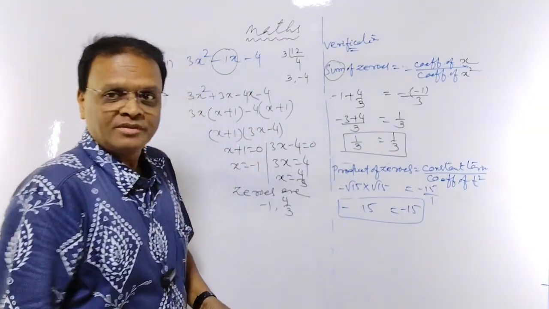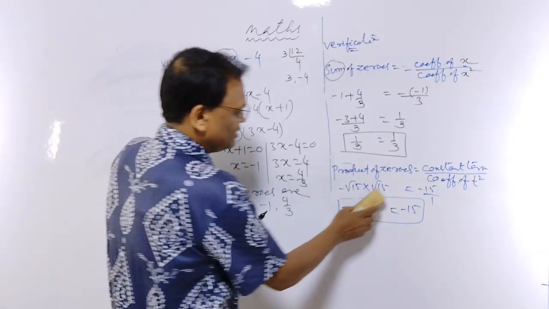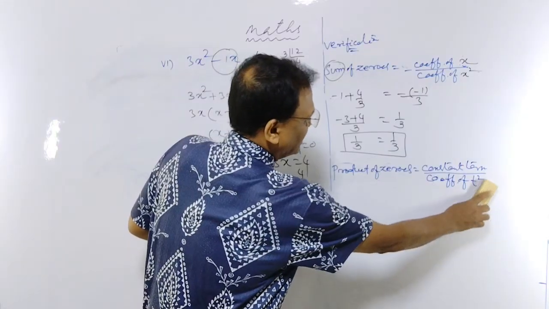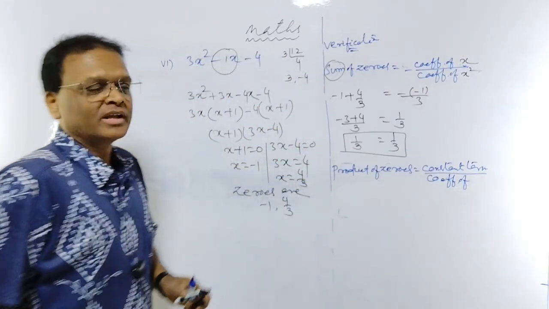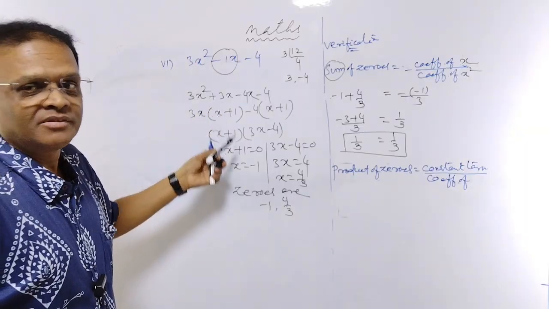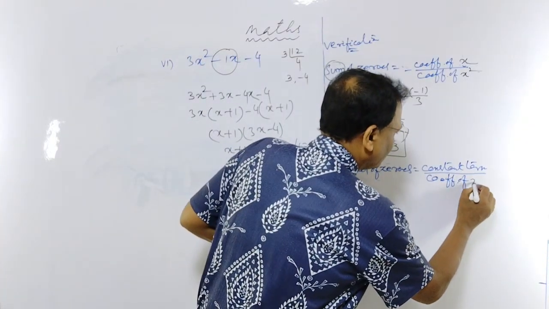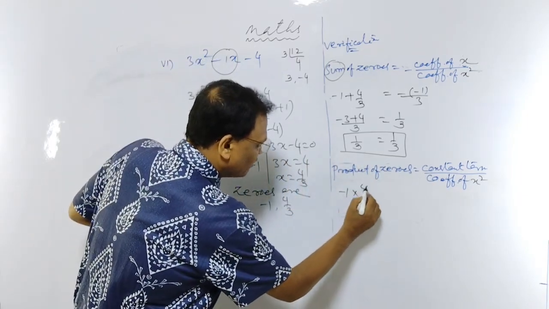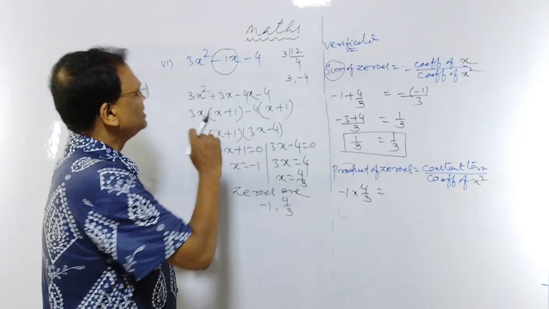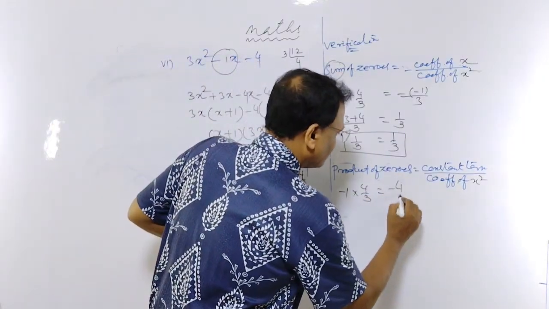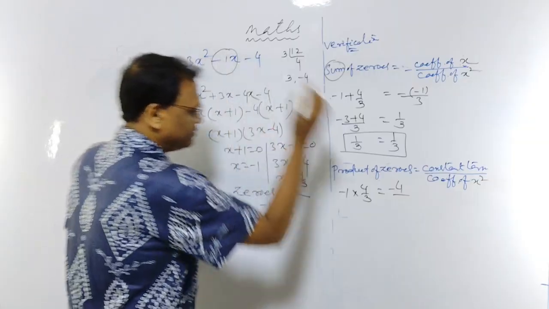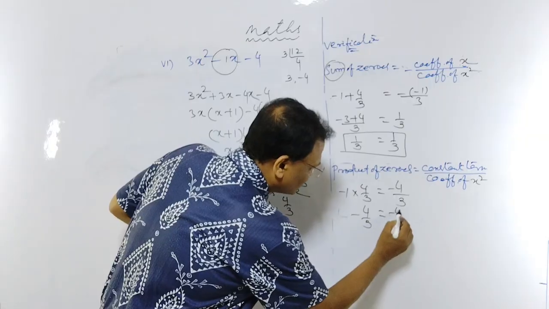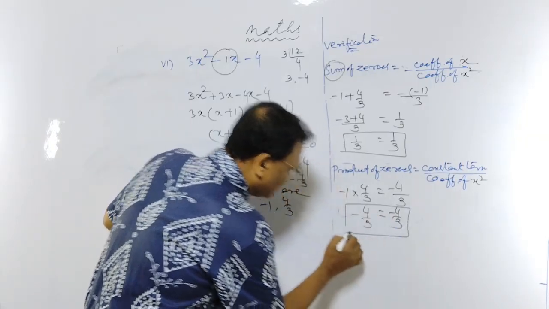Similarly, the second one I can also verify. Only the product formula I have written. Only I have to change these zeros. I don't need t square now. What I need is x because my question is in terms of x. So product of the zeros, minus 1 into 4 by 3, is equal to constant term, minus 4, divided by coefficient of x square, 3. Minus 1 into 4 by 3 is minus 4 by 3, and hence verified.